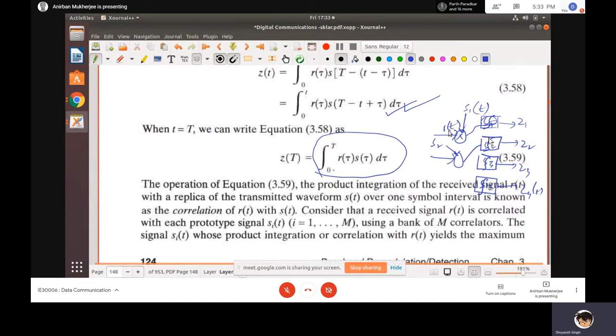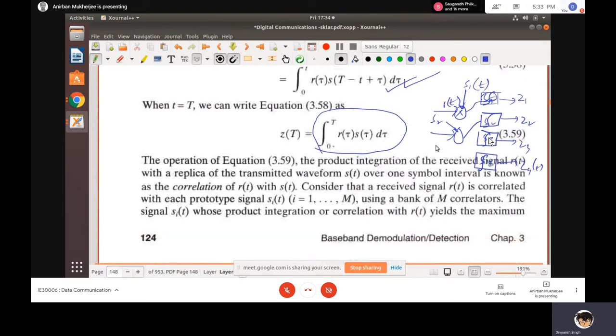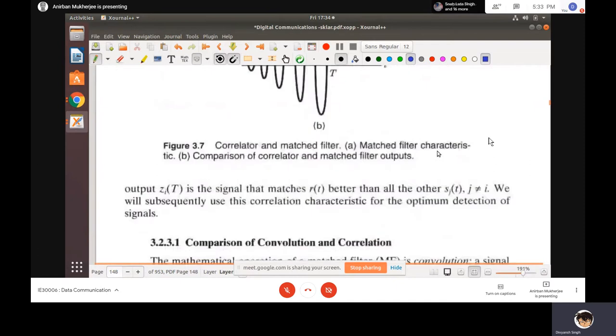That means Z1 is the correlation of r(t) with s1(t), Z2 is the correlation of r(t) with s2(t), Z3 is the correlation of r(t) with s3(t), and Z4 is the correlation of r(t) with s4(t). Now, what does the maximum correlation mean? That r is maximally similar to that particular signal. So depending on which is the maximum, if Z3 is maximum, I will say that r is maximally similar to s3. So basically s3 has been sent. Okay, so I am taking the decision.